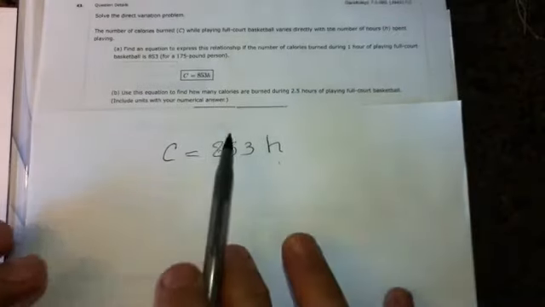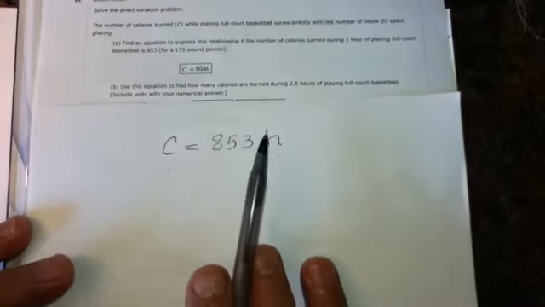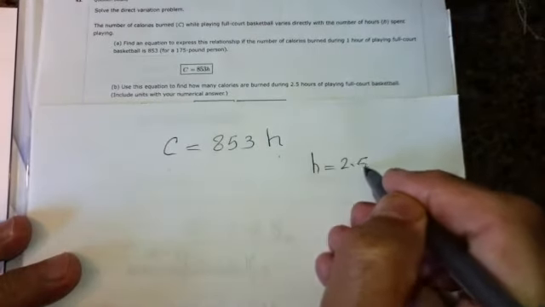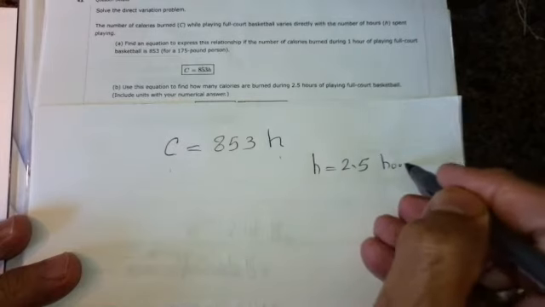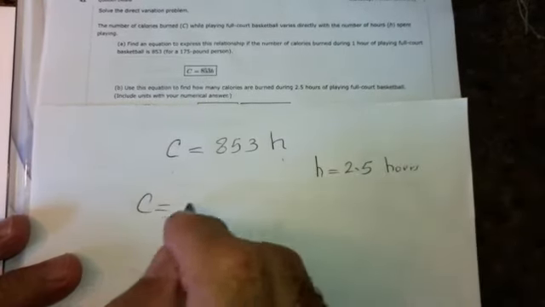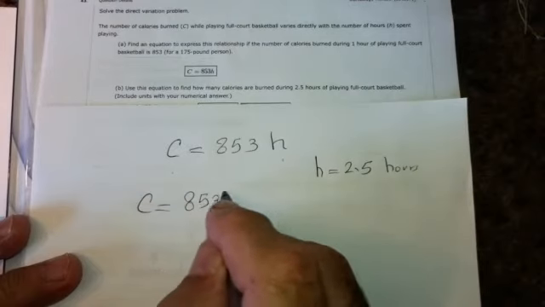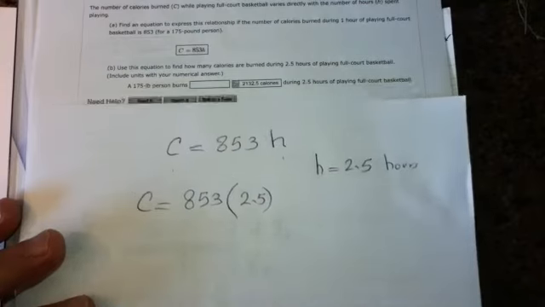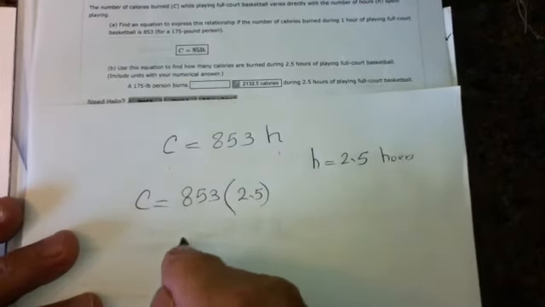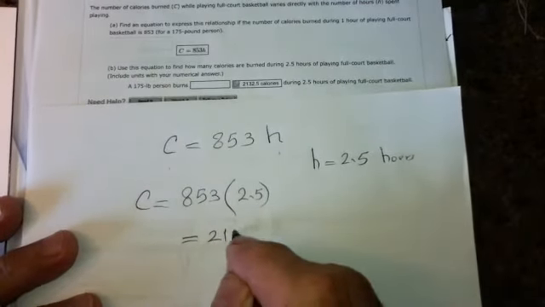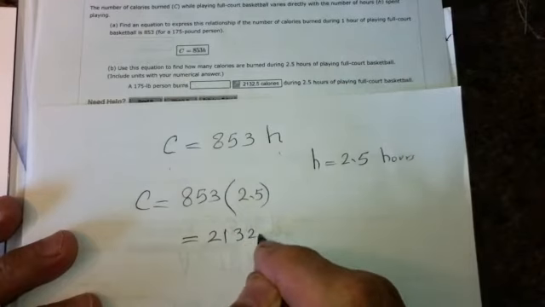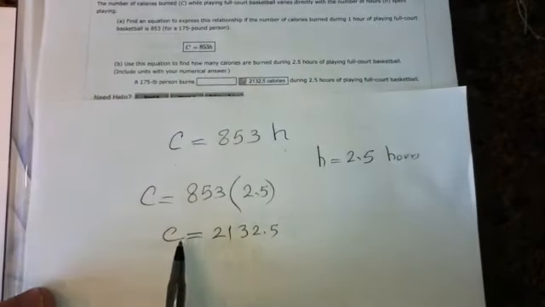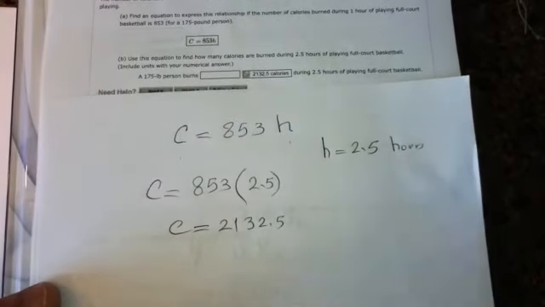Part B, they're saying, okay, since you have the formula, if H is 2.5 hours, how would you calculate the C? C is just 853 times 2.5 hours, which is 2,132.5 calories. I'm sorry, it's calories. C is the calories, not the cost.